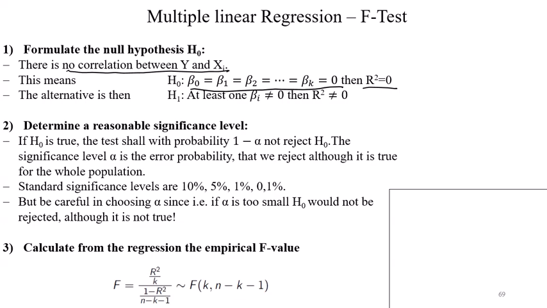And then the alternative can also be formulated in two ways. The one is, of course, R squared is different from zero, there is a correlation. Or, and here you have to be a little bit careful, not all betas, but only one beta differs from zero. This is just the alternative.